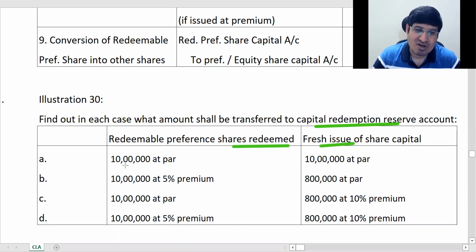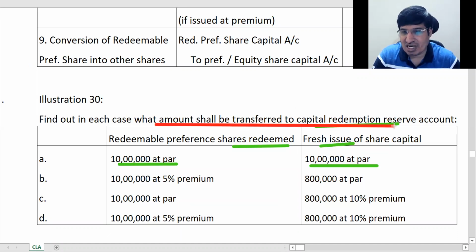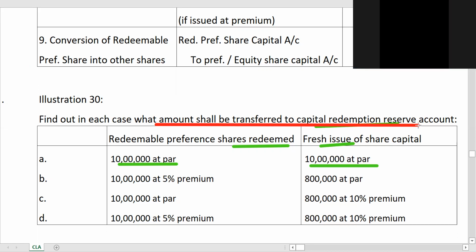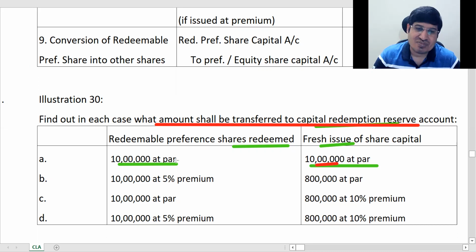Okay. So now 10 lakh at par we have to redeem, and they are telling us that they are issuing 10 lakh at par. That means what? They are funding it fully through your fresh issue. So the transfer to CRR, what amount shall be transferred to CRR, right? So it will be zero in this case, correct? Because the entire thing is being funded by fresh issue. The board can take a call on that.